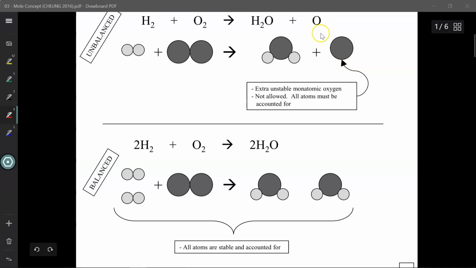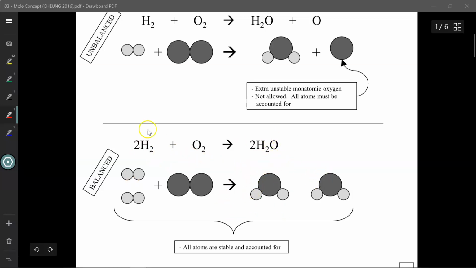Oxygen is diatomic and it must be bonded to someone else in order to remain stable. And that is why we put the coefficients in the front so that all the atoms going in are the same number of atoms going out and everybody is stable and accounted for. So for this reaction to work, I need 2 of these hydrogen molecules, 1 of these oxygen molecules, and in return, 2 of these water molecules will pop out. So balancing the equation helps us to understand how many of each chemical compound is involved in the chemical reaction.